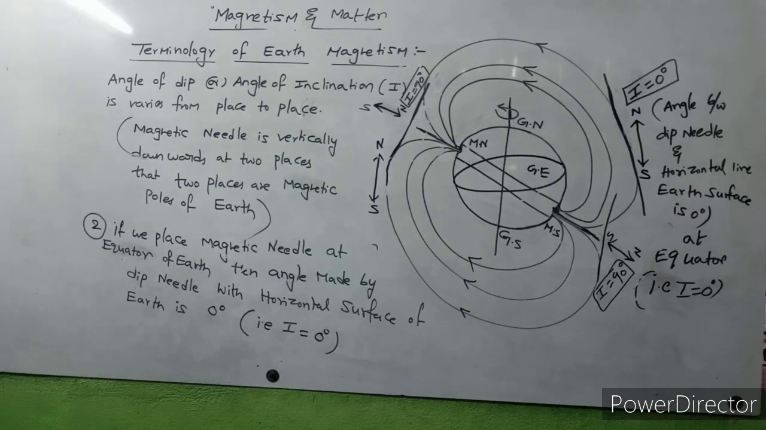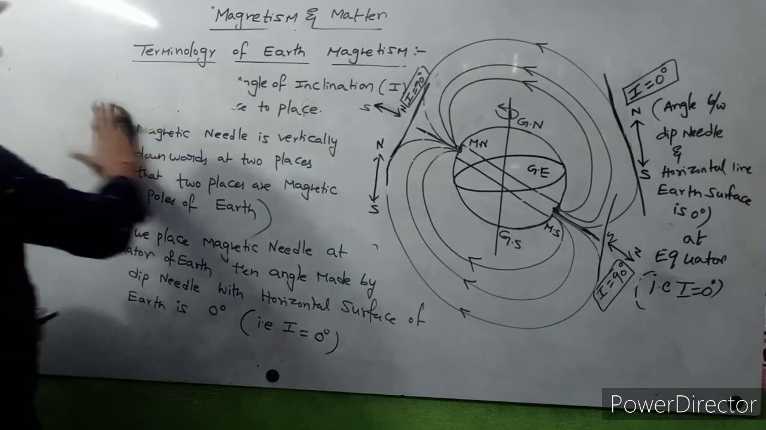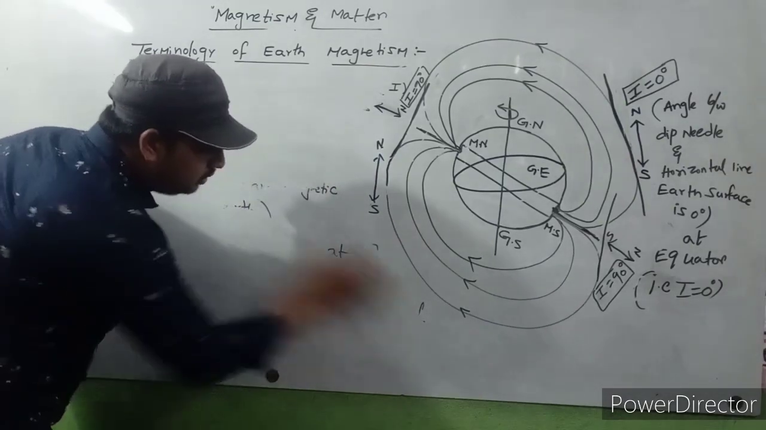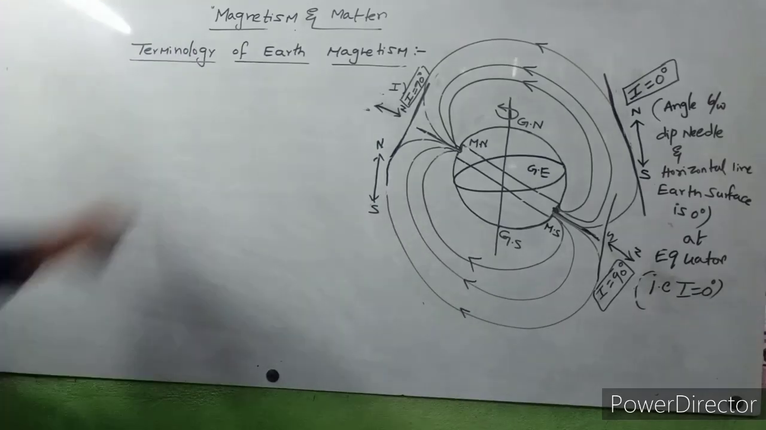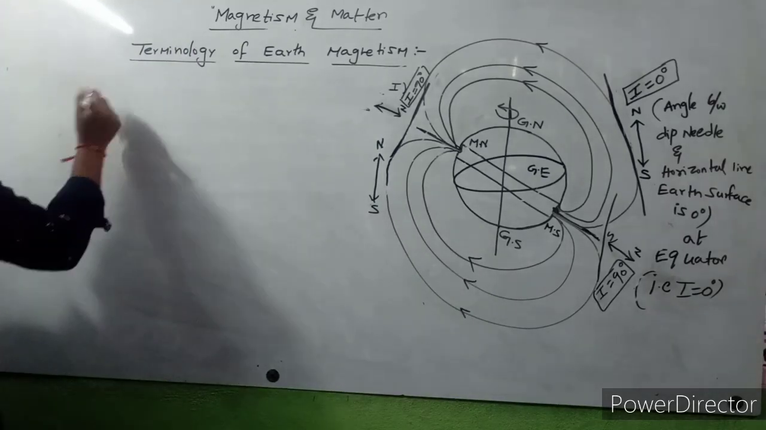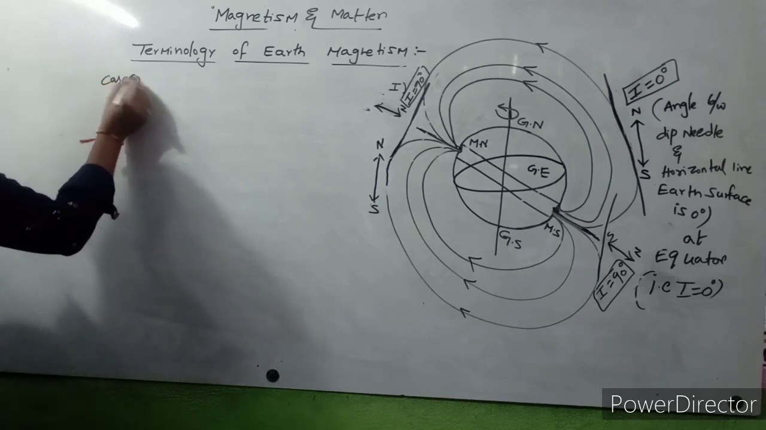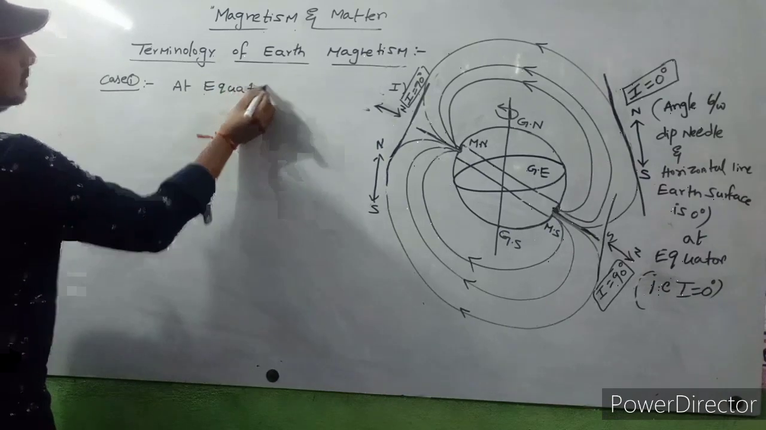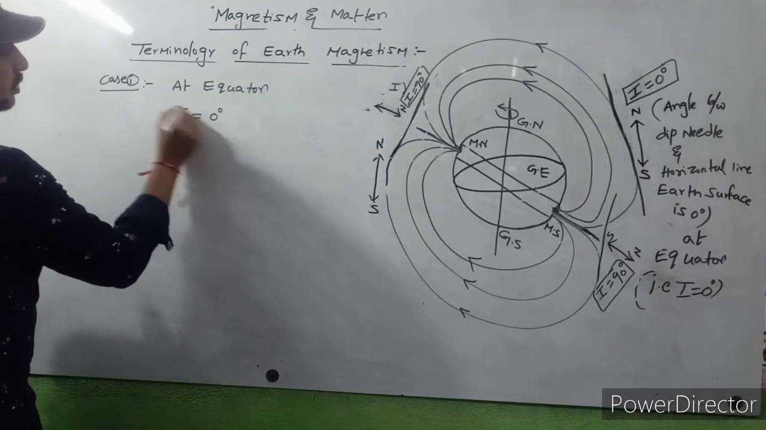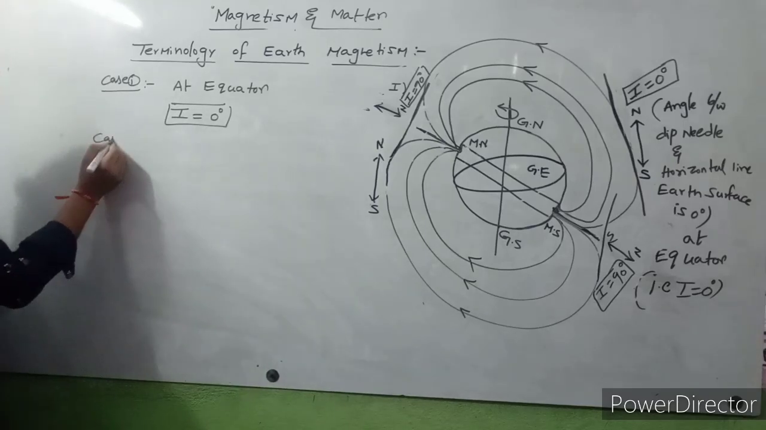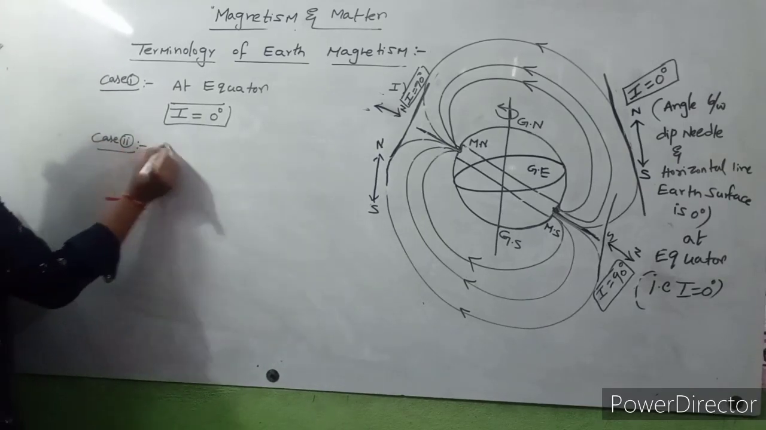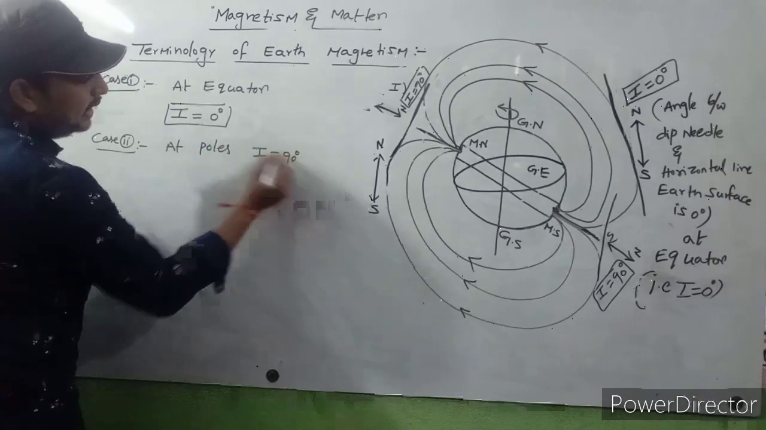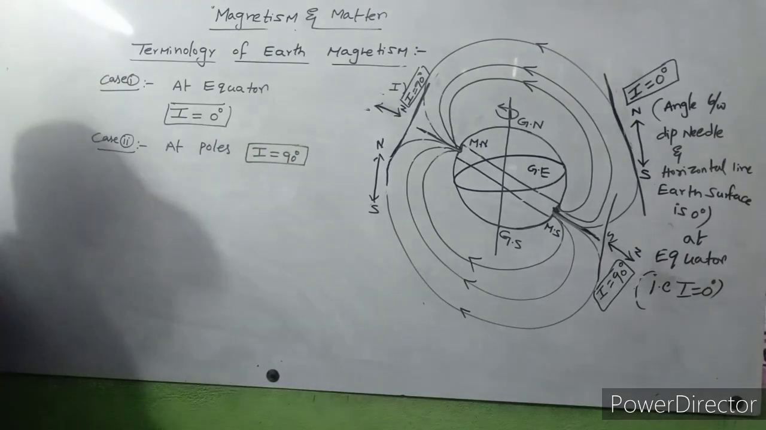Now observe carefully. Case 1: at the equator, the angle of inclination is equal to 0 degrees. Case 2: at the poles, the angle of inclination is 90 degrees.